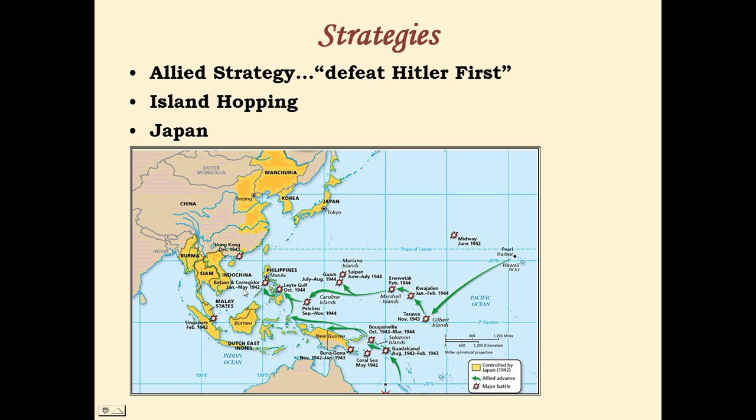They weren't going to take over every single island in the Pacific that the Japanese had taken over. What they were going to do is take over strategic islands and get closer and closer to Japan until finally, in 1945, we're close enough that we can attack Japan.